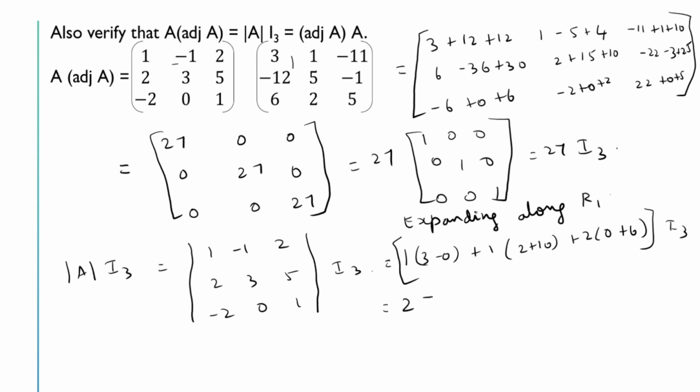So this is equal to 27 into I3, so we got A into adjoint of A equal to determinant of A into I3. Similarly, we can show that adjoint of A into A is equal to determinant of A into I3.